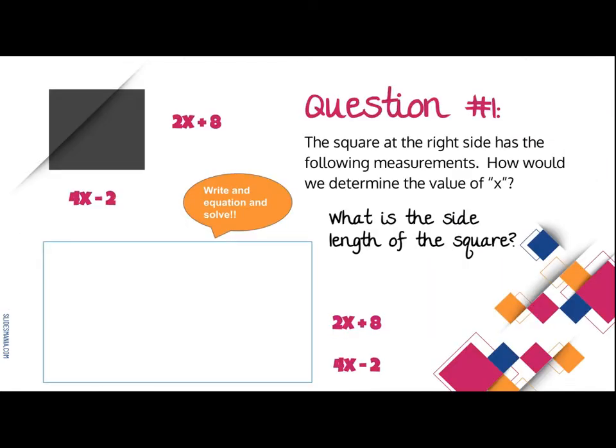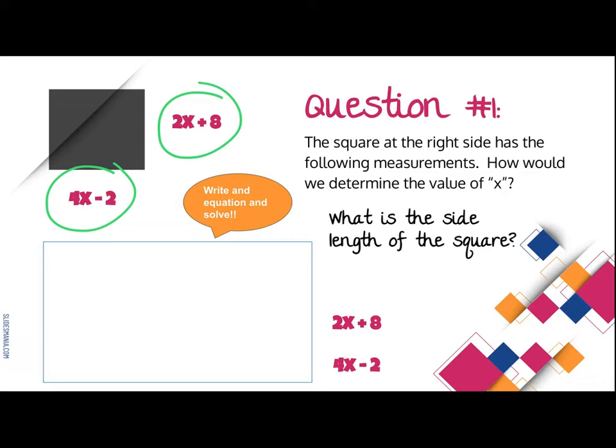Question number 1. The square at the right side has the following measurements: 4x minus 2 and 2x plus 8. How would we determine the value of x? Let's think about the square. What do we know about a square? The first thing that most students say is that all sides are the same length. And that's exactly what we need to know for this problem.